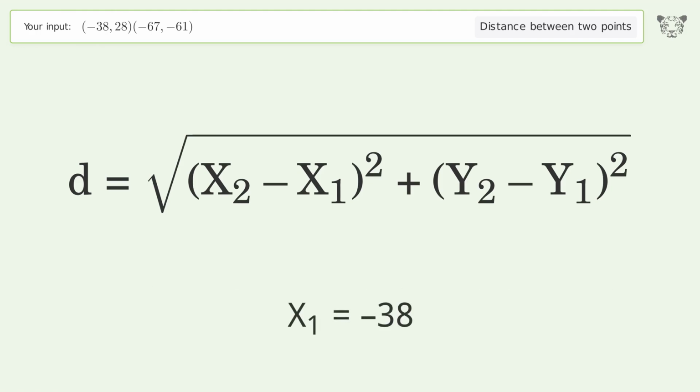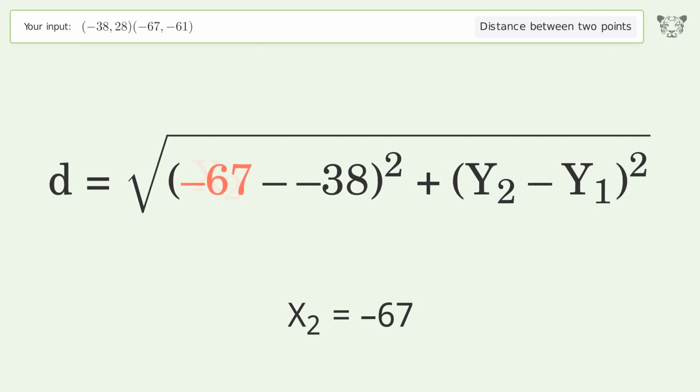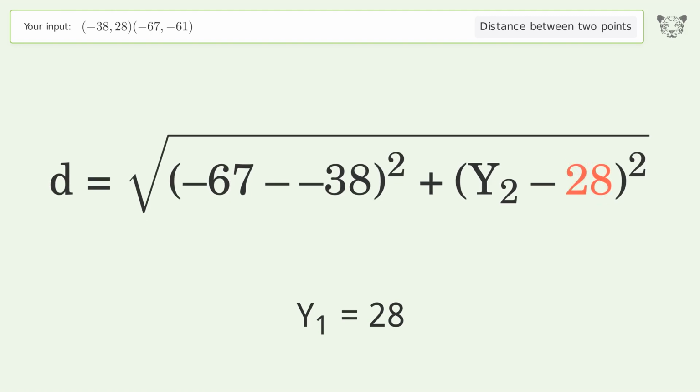x1 equals -38. x2 equals -67. y1 equals 28. y2 equals -61.